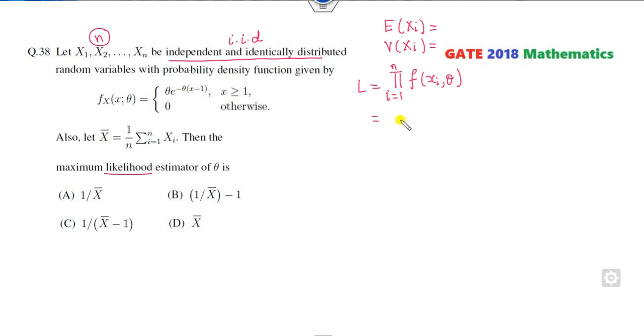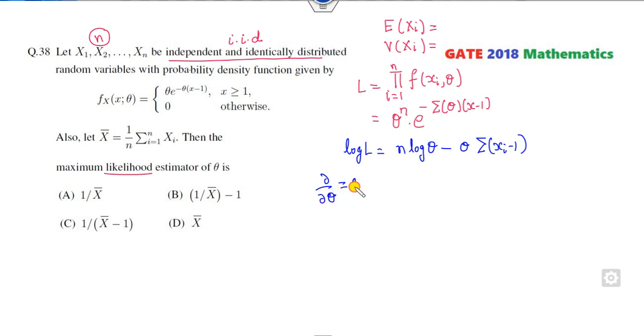If you take the product of this, it will be theta raised to the power n times e raised to the power minus summation of theta times (xi minus 1). Now take the logarithm so that your calculation will be simple. So n log theta minus theta, which will be outside, times summation of (xi minus 1). Fine. Now for the maximum likelihood estimator, you can take the first derivative equal to 0. So it gives you n by theta minus summation of (xi minus 1) is 0.